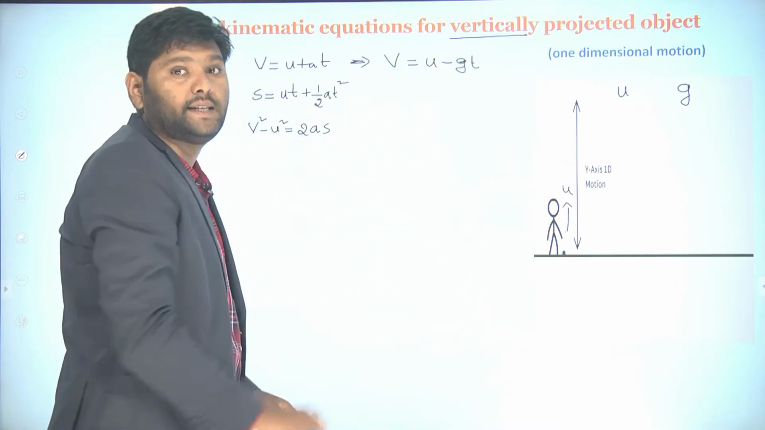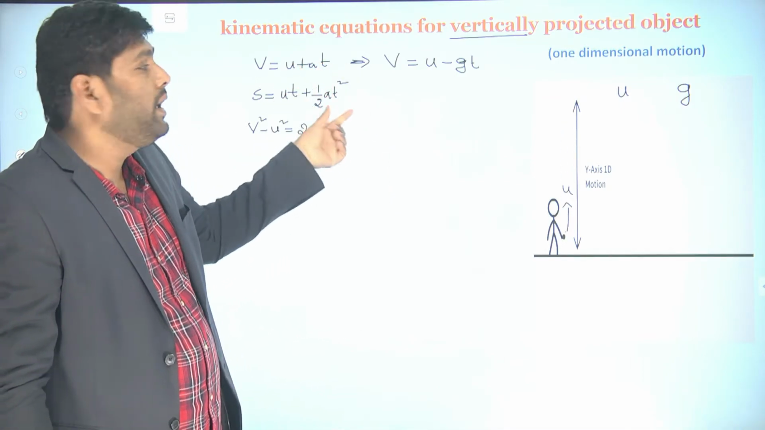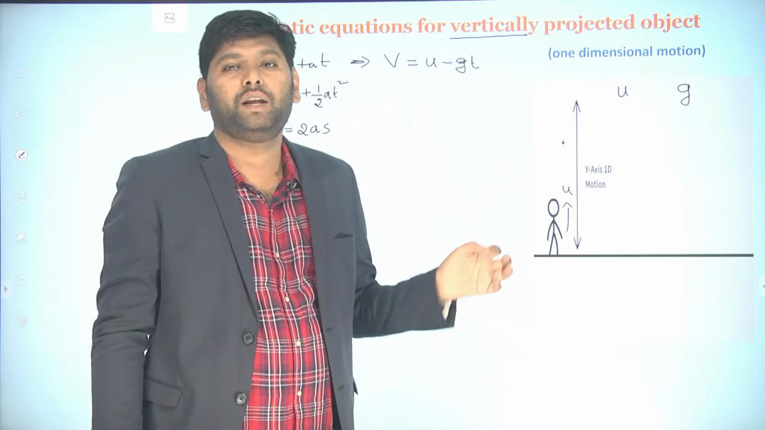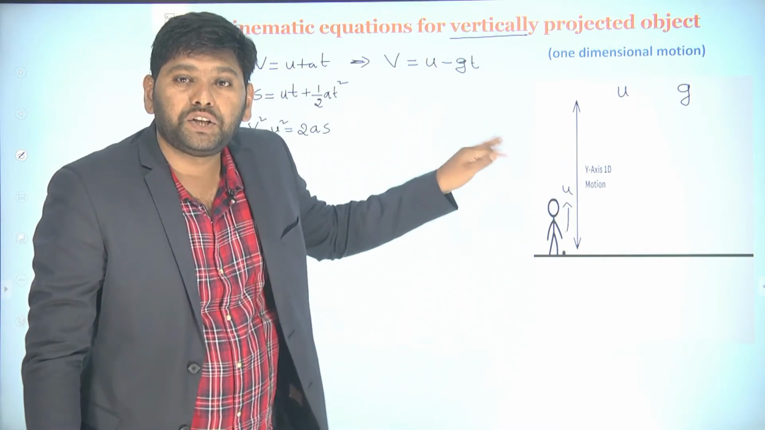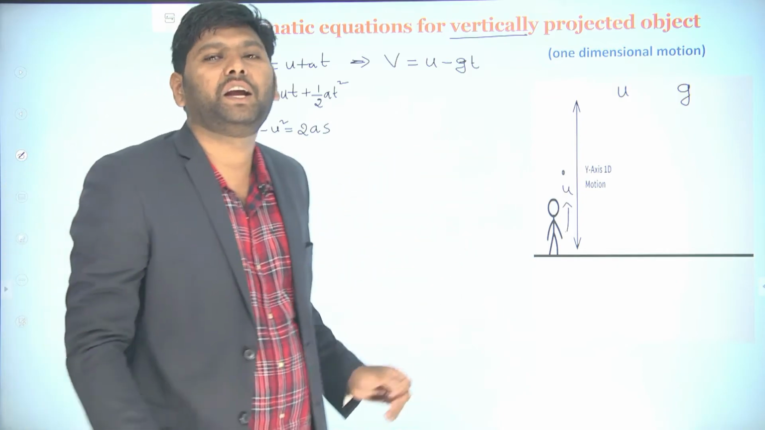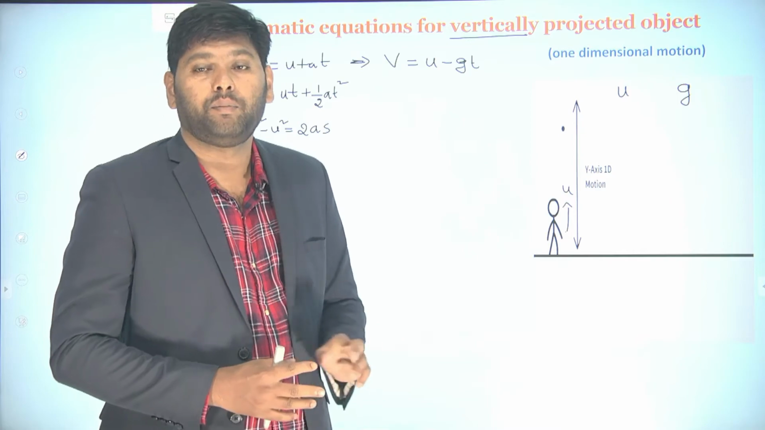So what is the change that occurs here? Instead of writing the acceleration A, we are writing acceleration due to gravity, and even a negative sign is applied because acceleration due to gravity is always acting in the negative direction. That is the reason we applied it as minus G.